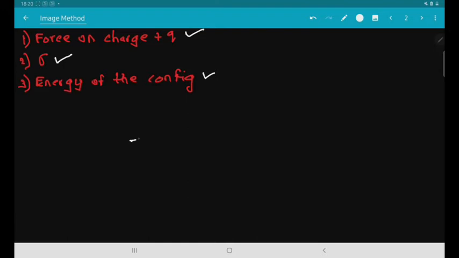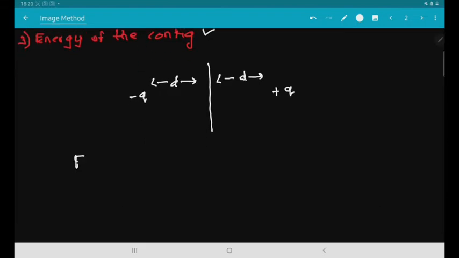Now we have considered this minus q charge at a distance d from the surface, and we have this plus q charge, which is the actual charge, at distance d from the surface. So what will be the force? We can use k q square, now one charge is minus, and the square of the distance between them, that is 2d bracket square. So we will get minus kq square by 4d square. This will be the force on the positive charge.